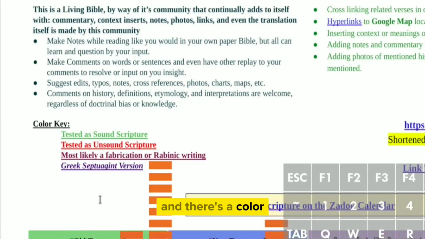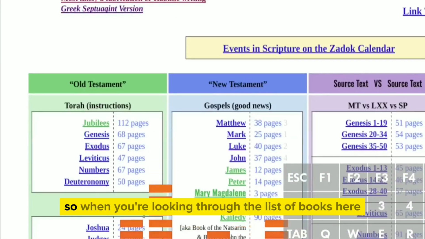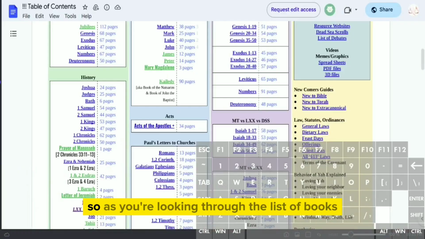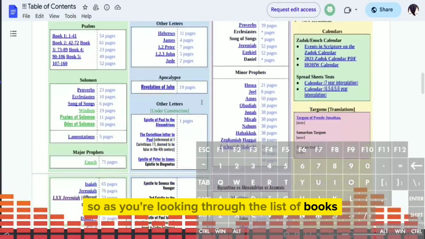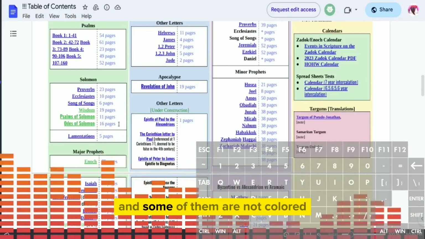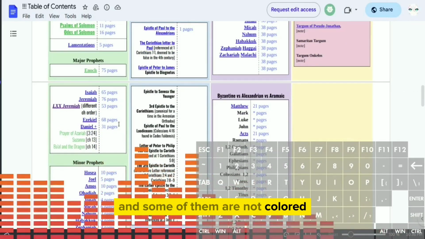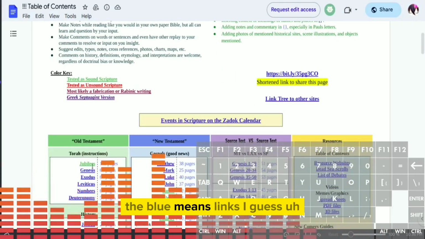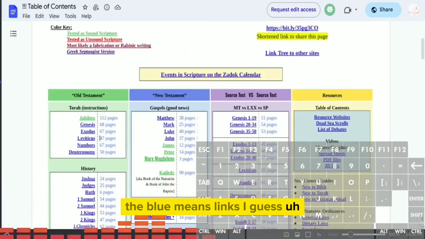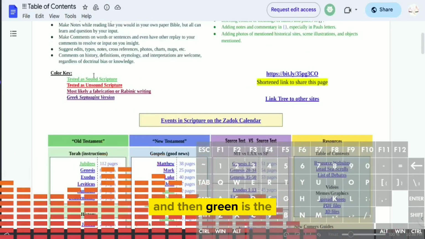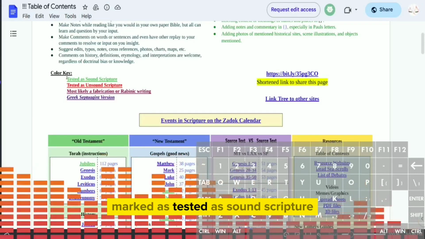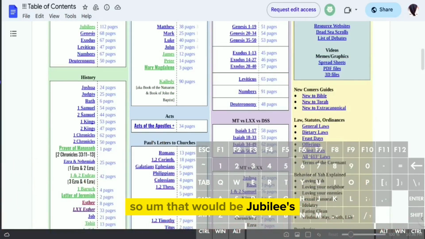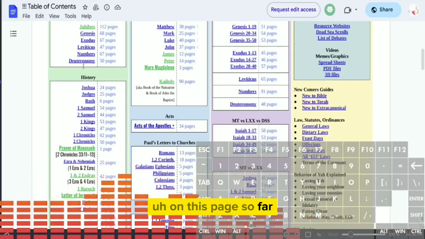And there's a color key here, so as you're looking through the list of books, you'll see that some of them are colored and some of them are not colored. Some of them are green, some of them are blue. I don't know what the blue means. The blue means links, I guess. So blue is like the default color, and then green is marked as tested as sound scripture. So that would be Jubilees on this page so far.